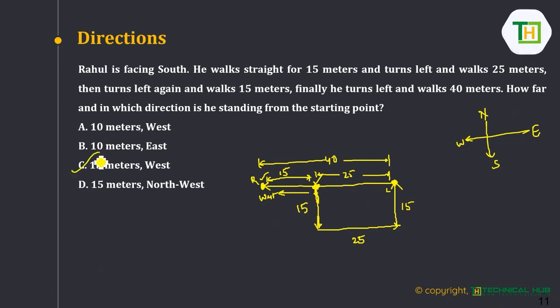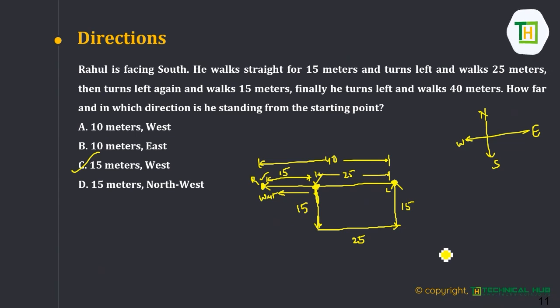So the question is clearly, after the end of the journey, how far and in which direction is he from the starting point? That means he is 15 meters away from the starting point and he is towards the west direction from the starting point. So that is the answer, 15 meters west. Yeah, 15 meters west, not 10 meters west. Some students have given it as 10 meters west. It is not correct. It is 15 meters west.